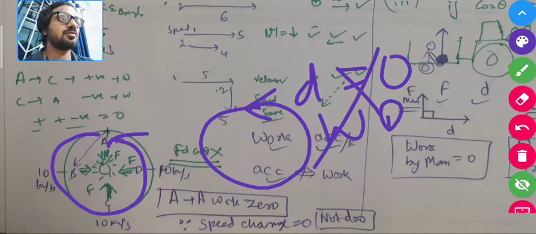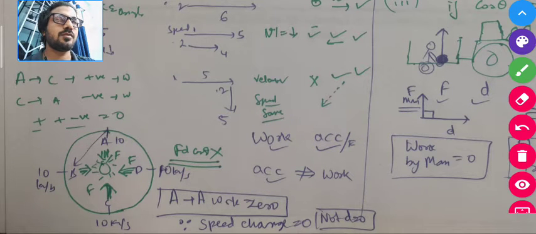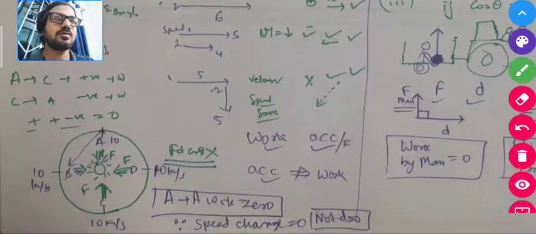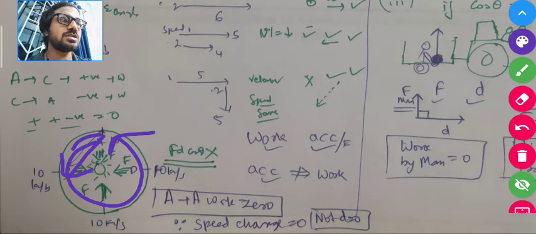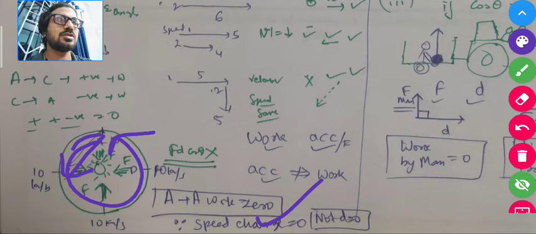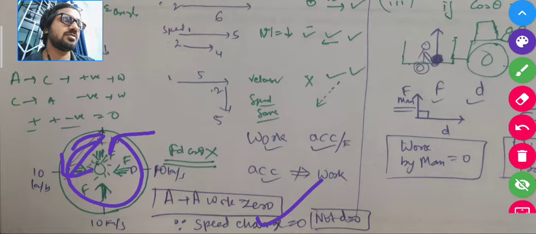here I have explained to you that from A to A the speed change is 0, A to B the speed change is also 0, and A to A also the speed change is 0. So if the speed change is 0, that is the reason the work done is 0 in the circular path. In some books it is given as because the displacement is 0, but it is not right.